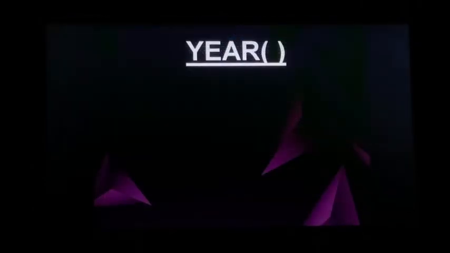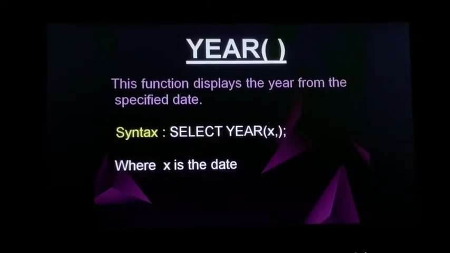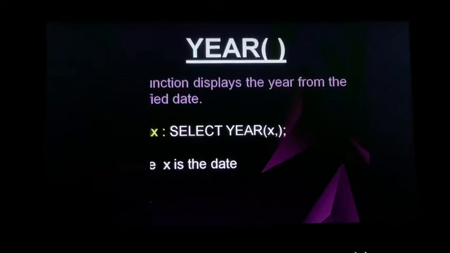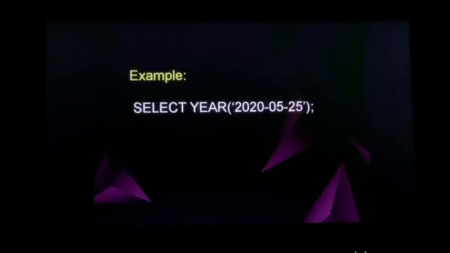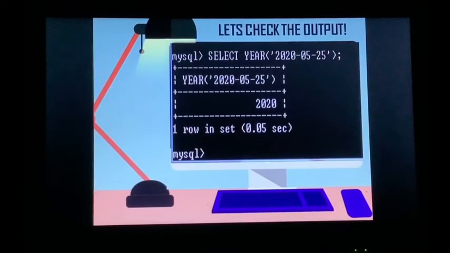Next function is YEAR. This function displays the year from the specified date. Syntax is SELECT YEAR(X), where X is the date. Example, SELECT, again it is 25th May 2020. So it will extract the year from it, and you can see the output that 2020 is displayed.